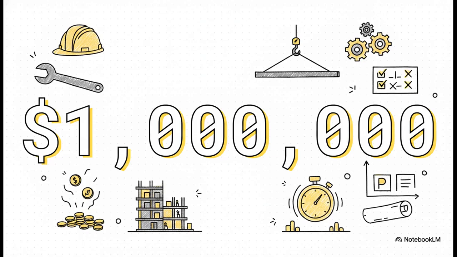$1 million. On major international megaprojects, this staggering number represents the potential financial cost of construction delays, and that is per day. Let that sink in for a minute. Every single day a critical task is delayed, $1 million can just evaporate. That is exactly why construction management isn't just about hard hats and steel, it is a rigorous, highly disciplined science of time and resource control.